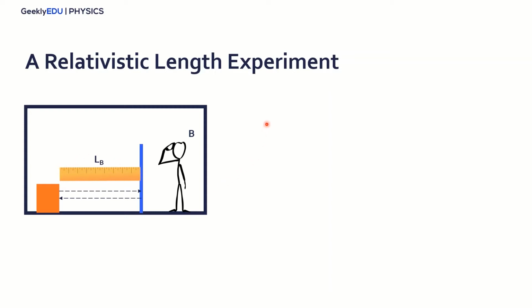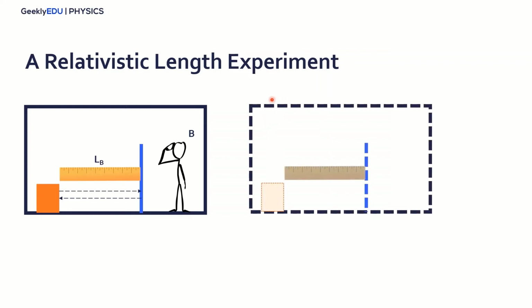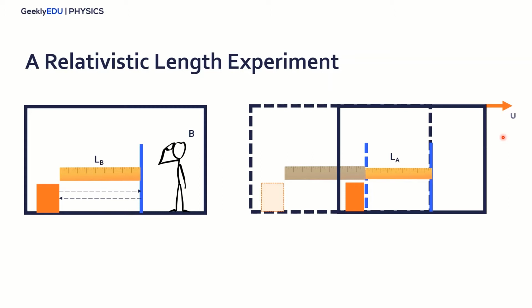Now, the second scenario, we have the same car, all right? But now it's moving at a constant speed u, all right? And we have an observer that's outside the train, which is observer A. Very good. We want now to take a look into the length of the ruler according to observer B and A.